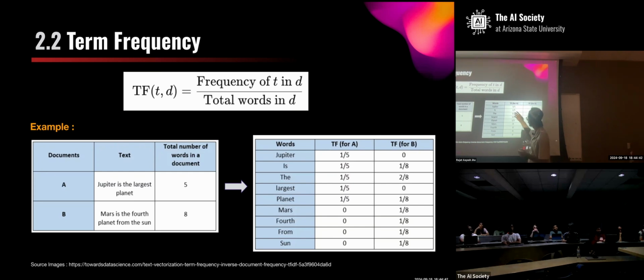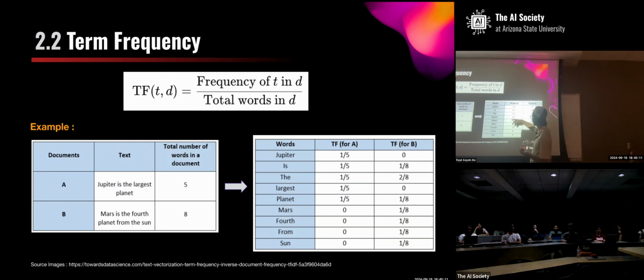The term frequency formula is frequency divided by the total number of words in that document. For document A, Jupiter comes one time, and the total number of words in document A is 5. So it will be 1 divided by 5. Similarly, for term frequency of Jupiter in document B, how many times is Jupiter coming in document B? 0. So 0 divided by 8, which is 0.